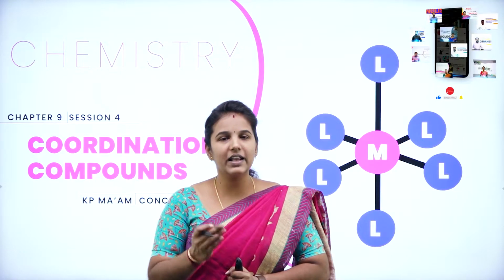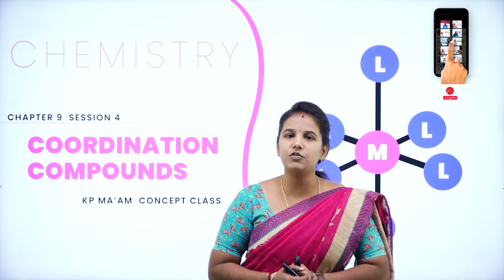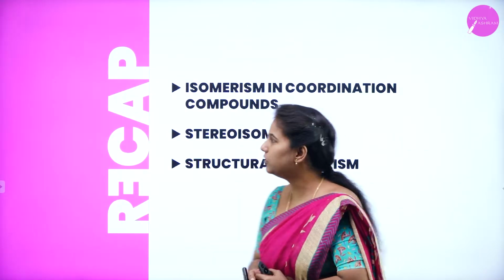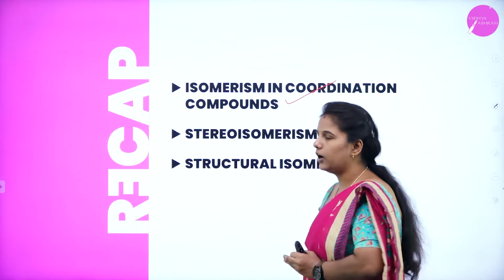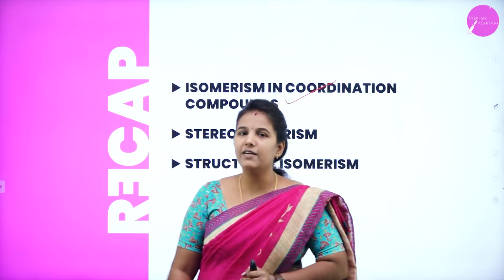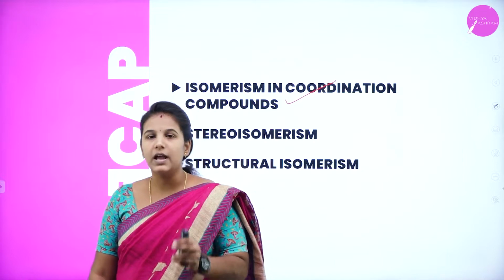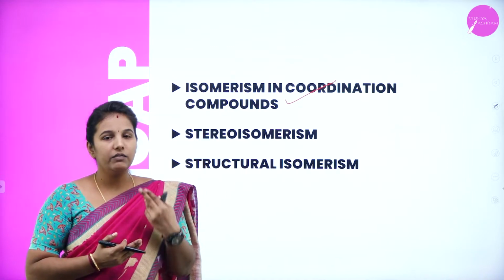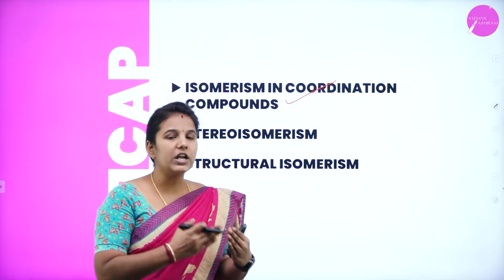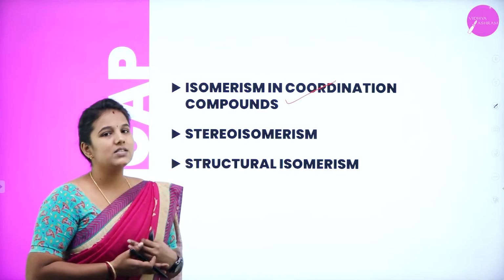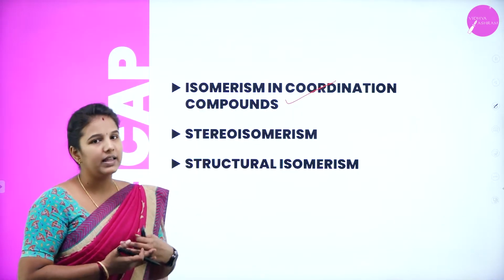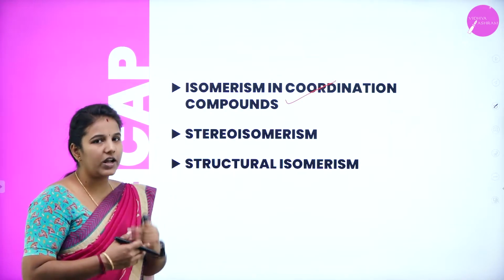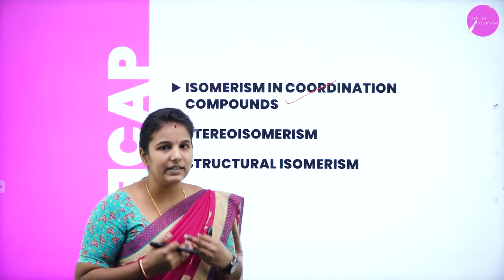My dear students, in our last discussion, we were dealing with a unit called coordination compounds. Under that, we discussed the isomers in coordination compounds. We understood what isomers are and learnt about their classifications. We studied stereoisomers and structural isomers in depth. Is it right? Yes. In stereoisomerism as well as structural isomerism, we have studied their types.